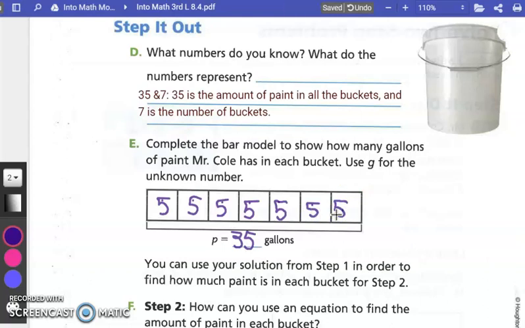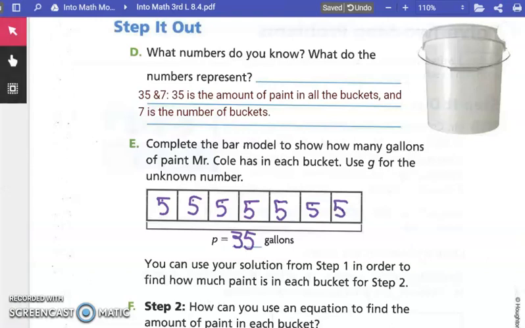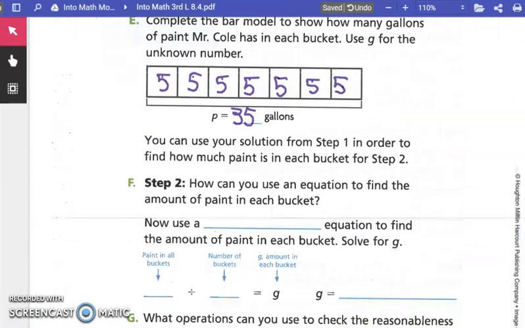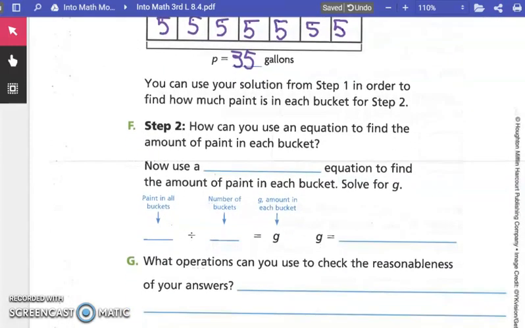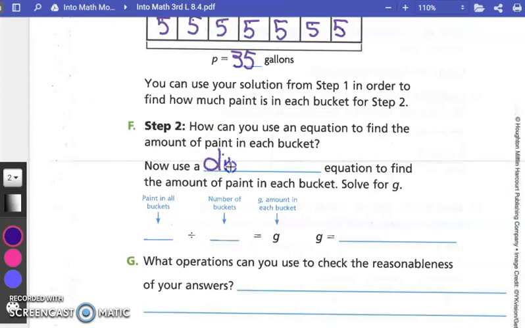You can use your solution from step 1 in order to find out how much paint in each bucket. Okay, that means we found this 35. That was our solution. Everybody get their formula filled in? Now we're going to go to step 2. We've probably already done this. How can you use an equation to find the amount of paint in each bucket? What kind of equation did we use? A division. You could have done repeated subtraction, but division would be much faster to find the amount of paint.